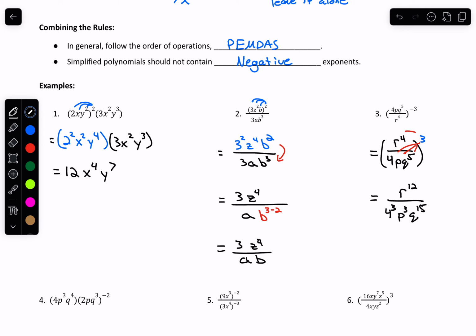It's because the p currently has an exponent of 1. We just don't write the 1 on that exponent there. But we're multiplying 1 times 3 to get p to the power 3. All right, and then just to simplify this, we can go ahead and say that it's r to the 12th over 4 cubed is 64, and then p cubed, q to the 15.